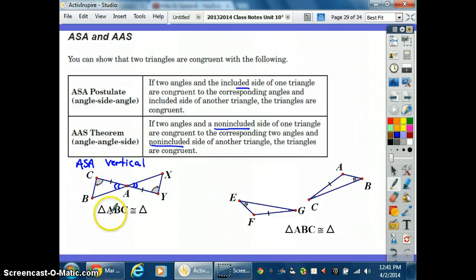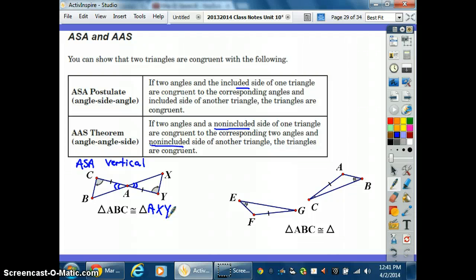A corresponds to the A. B corresponds to, it has no marking, so it must be the X. And C has one marking, so Y does too. So it'd be triangle AXY.